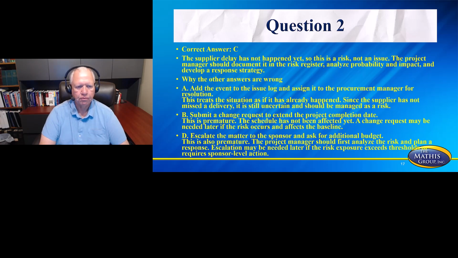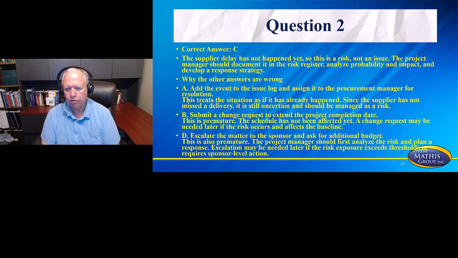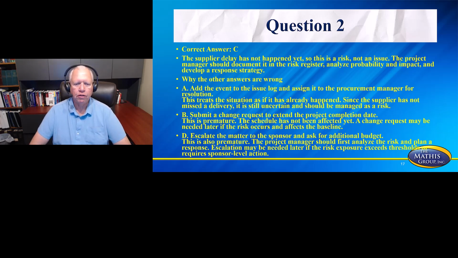So here are your answers. The correct answer here is C. The supplier delay has not happened yet, so this is a risk, not an issue. The project manager should document it in the risk register, analyze probability and impact, and develop a response strategy. Why are the others wrong?